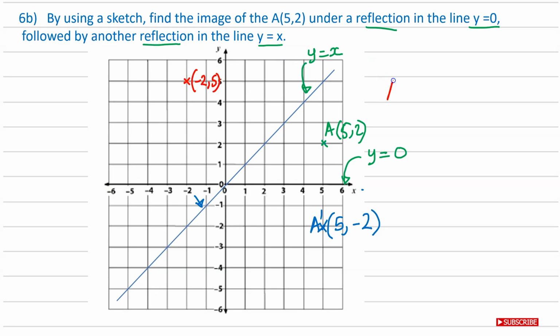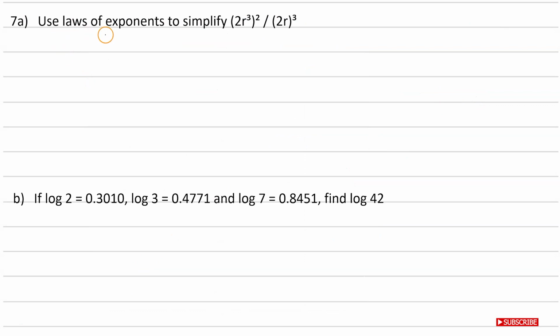So the image point A dash is going to be equal to (-2, 5). And that's the answer for 6B. Now we've been told to use the laws of exponents to simplify (2r³)² divided by (2r)³. So let me just write that down here.